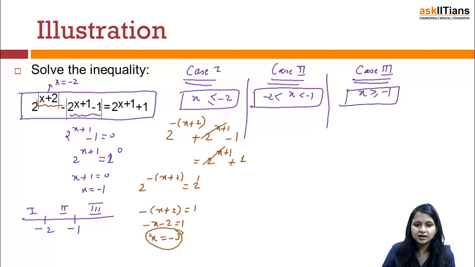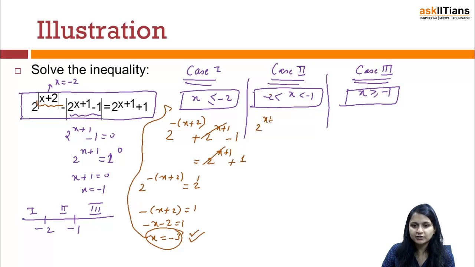I have to check, is x equal to -3 less than or equal to -2? Yes. So, I will be accepting this solution. Okay. Now, let's move to the second case when x is lying between -2 and -1. When x lies between -2 and -1, in that case, this becomes positive.